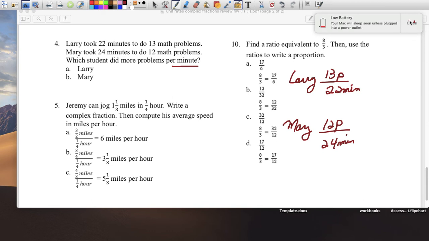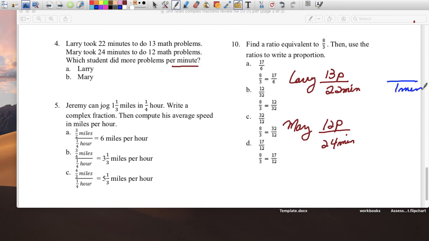And that's not that difficult of a question. We want the unit rate, right? We want to use the unit rate to compare. So let's do Larry first. Larry over here, we want to find how much he did in 1 minute. Well, I'll divide that by 22. So Larry, we're going to divide 13 divided by 22. And that's going to give us, rounded, 0.59 problems. So in 1 minute, he can do a little bit more than half of a problem.